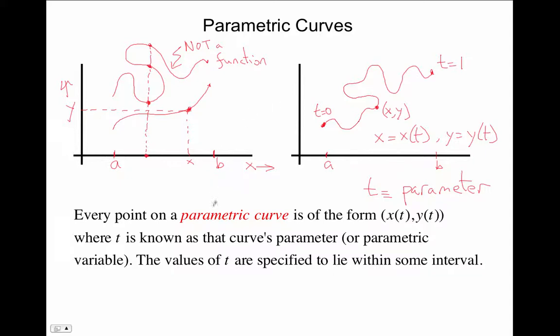Another way of saying this is that every point on a parametric curve, and this over here is what is called a parametric curve because it is parameterized by t, is of the form x and y, where x is a function of t, y is a function of t, and the values of t are specified to lie within some interval. In this particular case, that interval of t was between 0 and 1.